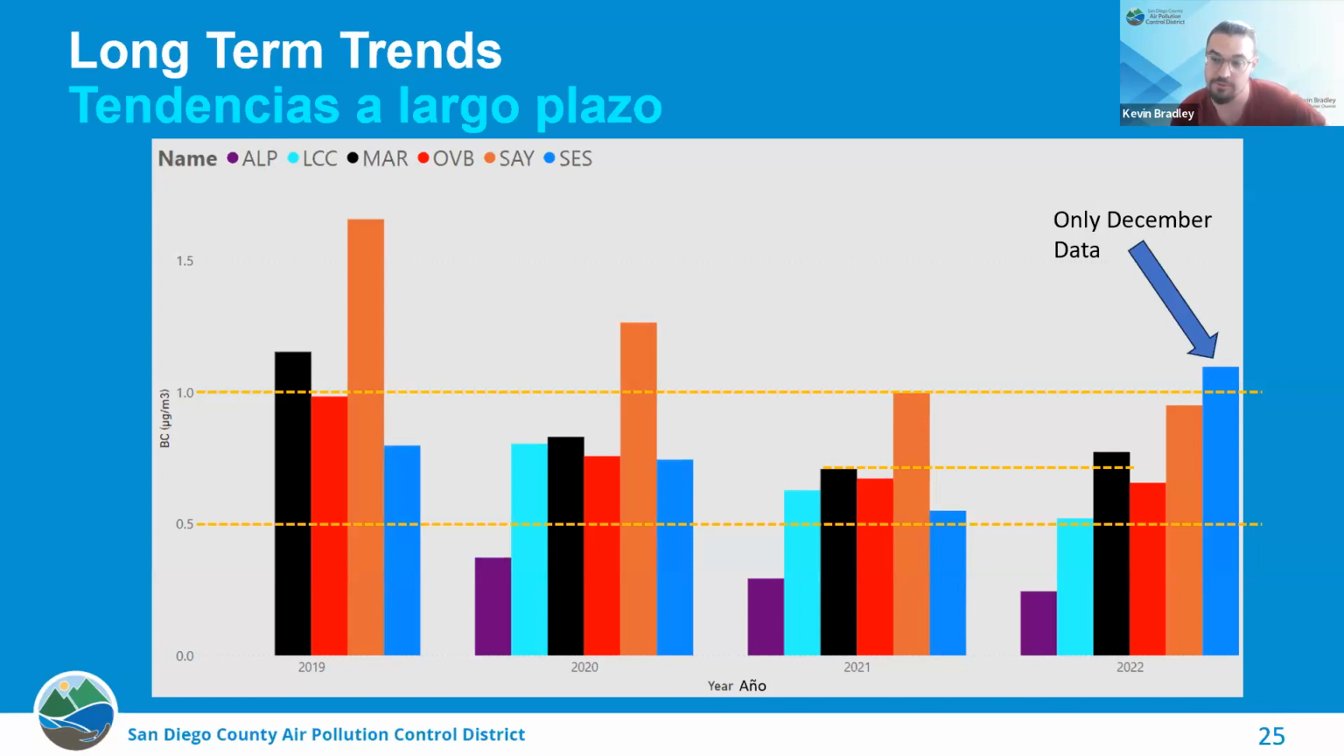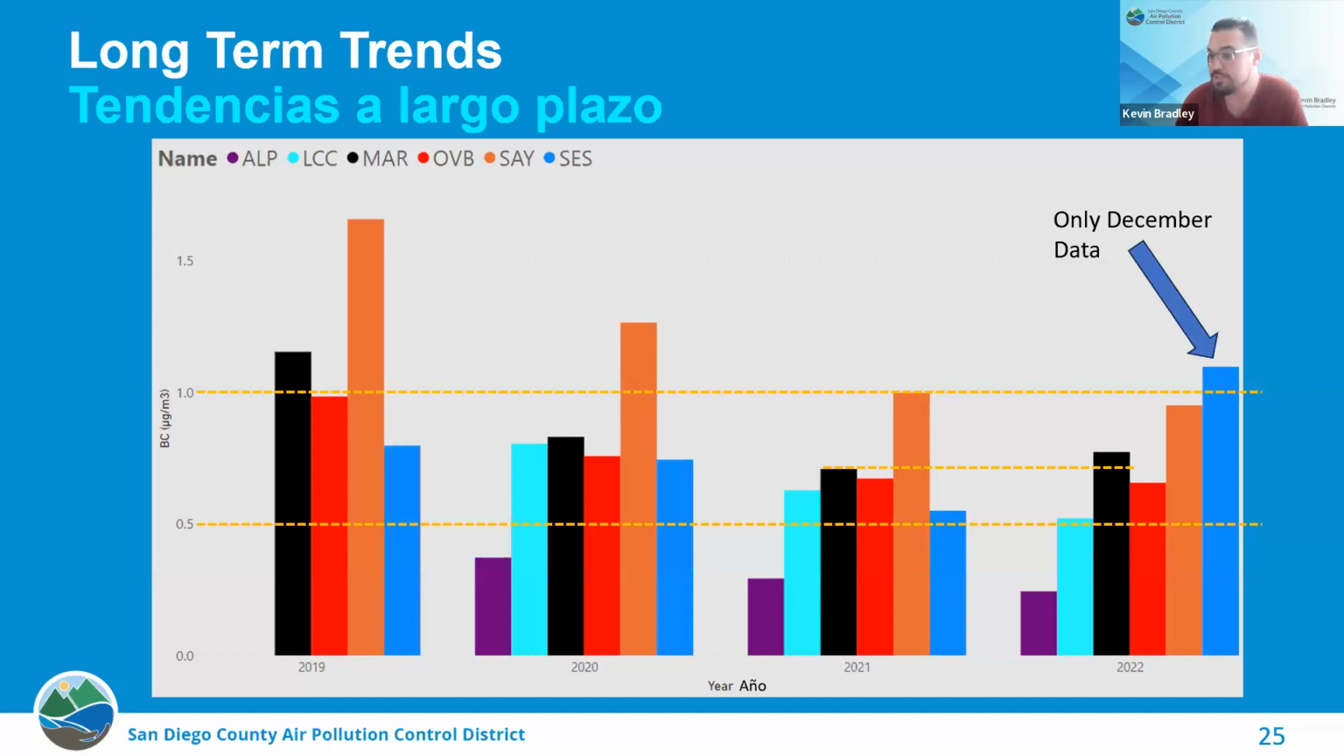The furthest to the right, that dark blue bar, is our Sherman Elementary School site. And it looks like the level shot up in 2022. But actually, what happened is we had a flow issue with our instrument that really made most of our data throughout the year of 2022 not usable. So the only data that we have from that year is in December. And like I mentioned, December, cooler month, typically higher levels. So that average looks a lot higher just because there's data missing from the remainder of that year.